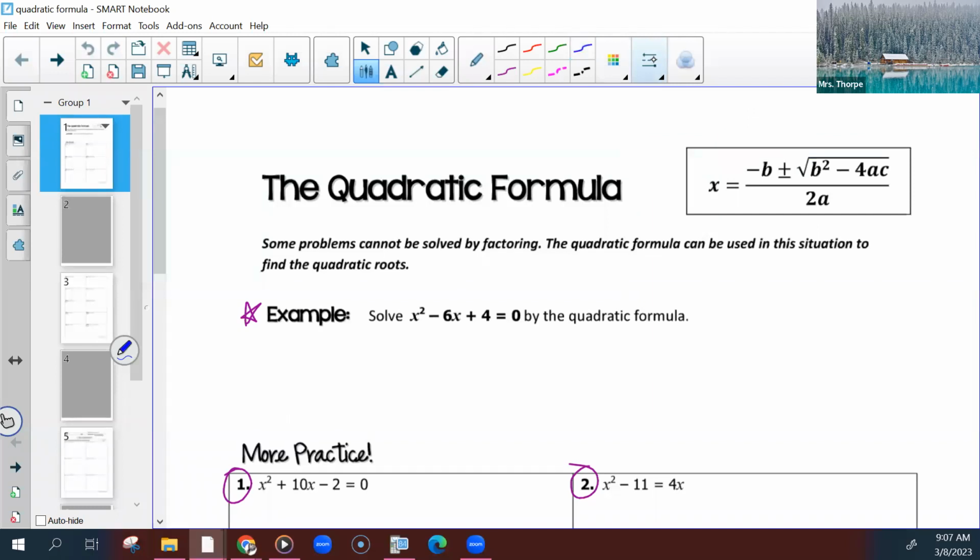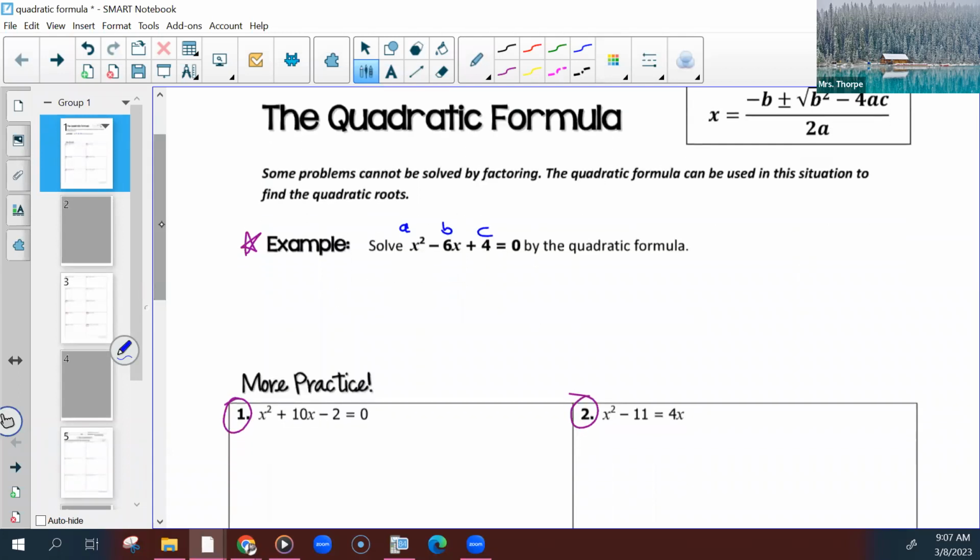So we're going to do the example first and then do a couple of problems depending on time. If you need more space, feel free to grab extra paper. So first things first, I would label which variables are which, or coefficients are which, I should say. So your A, your B, and your C. That's going to be helpful for when you start putting things into the formula. And really, it's just put it into the formula and simplify.